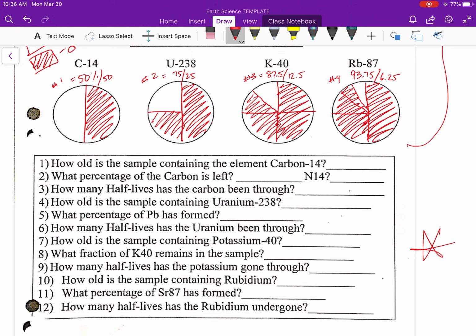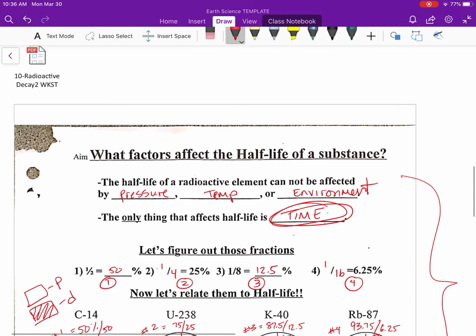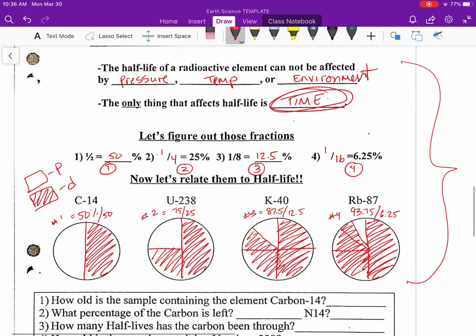So now we got these questions. And a lot of these questions are going to be pertaining to the stuff that we just did here. And then you have questions 8 through 11 on day 9.